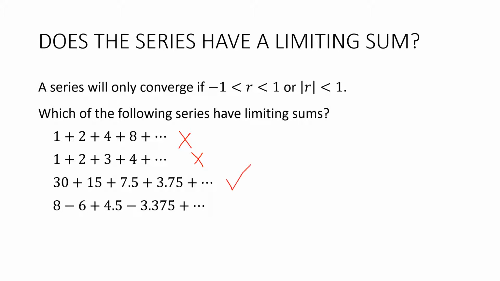And then finally this one. What's happening here? 8 minus 6 plus 4.5. If you're stuck as to what the common ratio is, we go minus 6 over 8. That's -3/4. Now let's check it out. Let's do -6 times -3/4. Yes, that's 4.5. So -3/4 is in between -1 and 1. So this one also has a limiting sum.